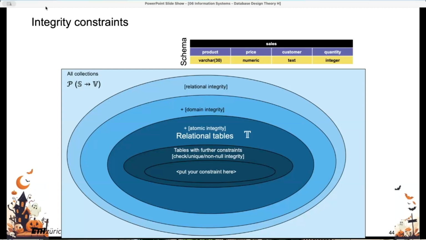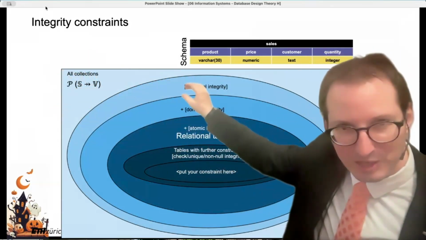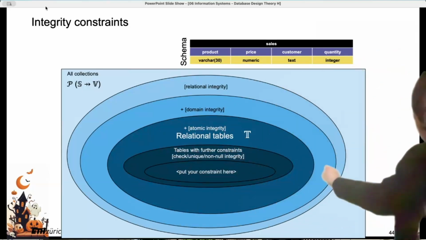When we look at it a bit more formally, there are actually plenty of constraints that you have for this set of table contents, table extensions that you find acceptable. Some of them we already know. We want relational integrity, we want domain integrity, we want atomic integrity if we want to be in the first normal form. So I put these three as a Venn diagram, or an inclusion diagram. So I have here all my collections. Now I have those that have relational integrity, those that have domain integrity, those that have atomic integrity. So now I have relational tables, right?